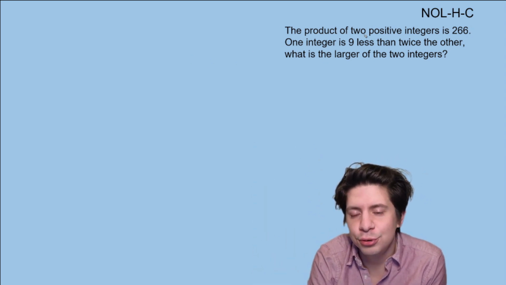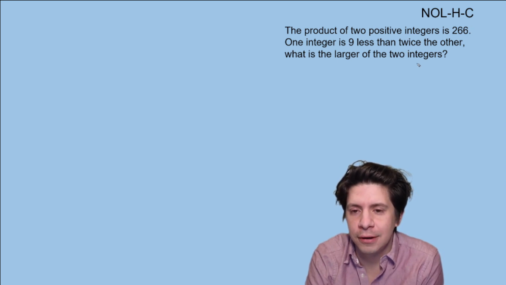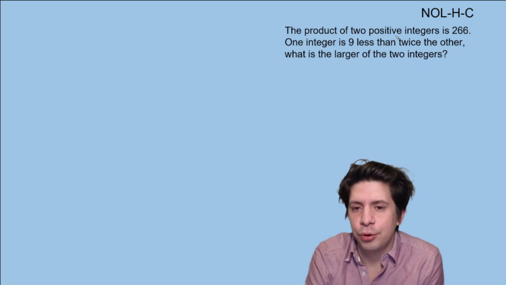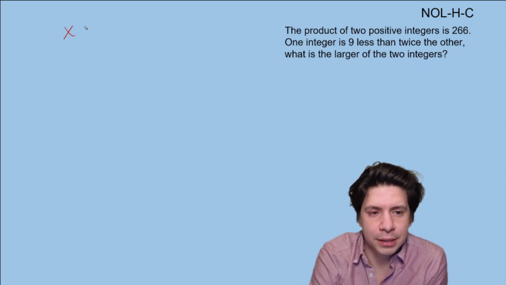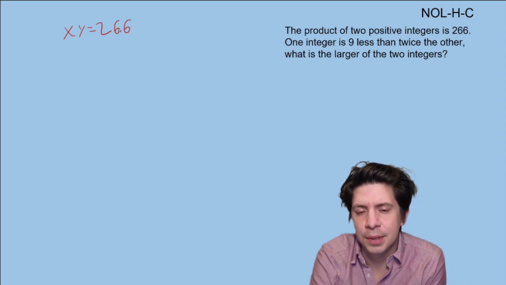The product of two positive integers is 266. One integer is 9 less than twice the other. What is the larger of the two integers? Okay, so we have the product of two integers. We could say xy equals 266.